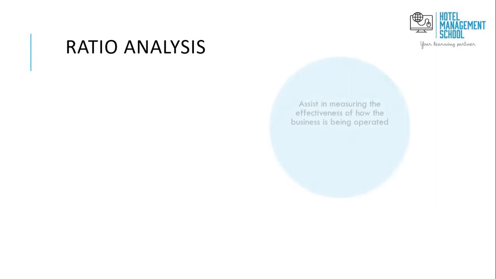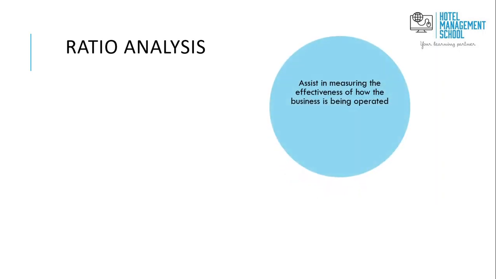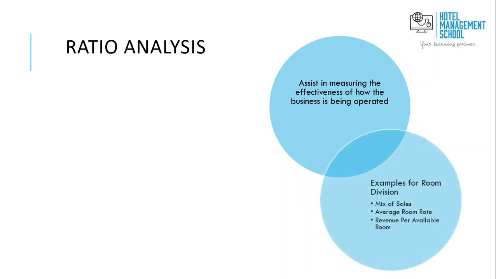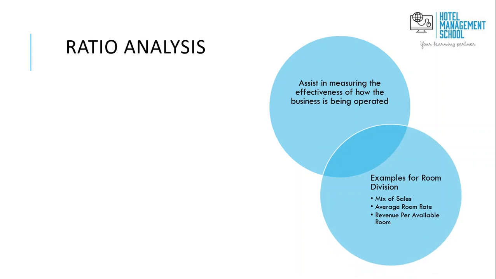So ratio analysis means that it assists in measuring the effectiveness of how the business is being operated. Examples of the ratios are mix of sales, average room rate, revenue per available room. So ratios are relative performance compared to something else. For example, GOP percentage is a ratio, profit percentage is a ratio, occupancy percentage is a ratio.